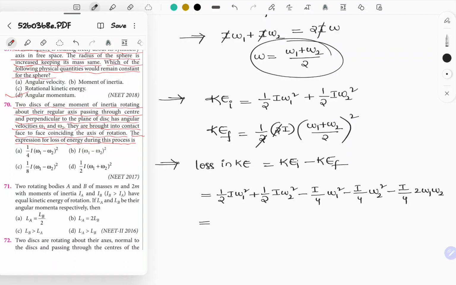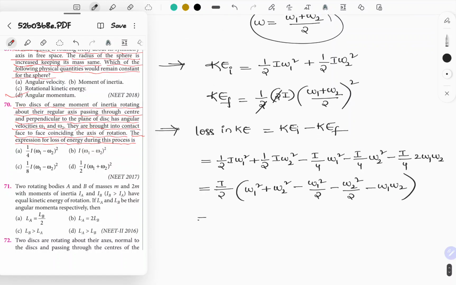Let's cancel out or let's add, whatever is possible. One thing I can do is I by 2 is common in all the terms. So I'm left with omega 1 square plus omega 2 square minus omega 1 square by 2 minus omega 2 square by 2, minus I by 2 is common, so omega 1 and omega 2 will be there, that is omega 1 into omega 2.